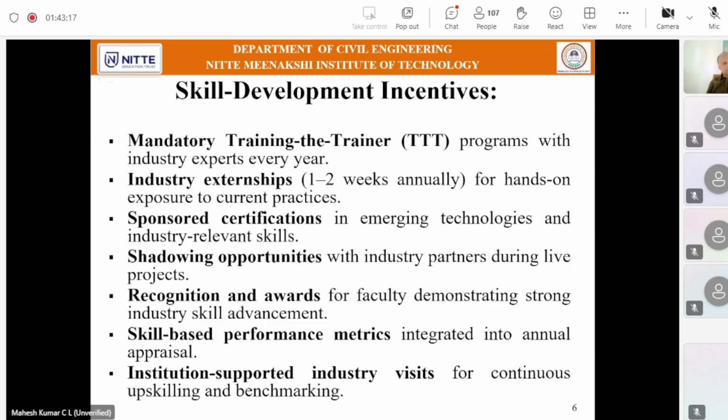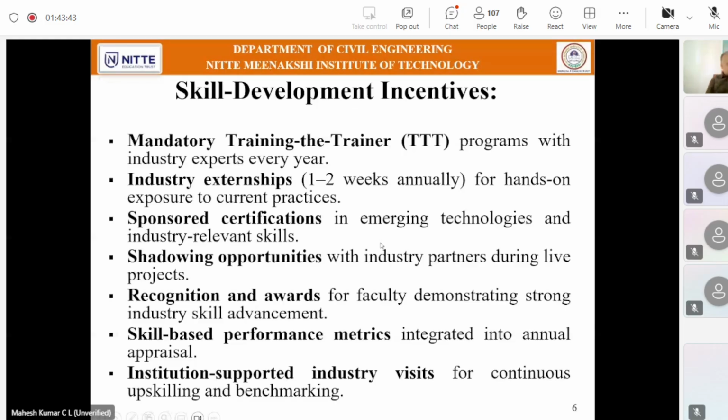wherein they can partner with an industry to update their knowledge and demonstrations. The most important thing is that there is no such recognition and awards given to faculty for demonstrating such industrial skill advancements. So if I'm a leading Dean R&D or somewhere, I'll bring up some recognition and awards for faculty who demonstrate strong skills, and any skill-based performance metrics should be integrated with the annual appraisal.